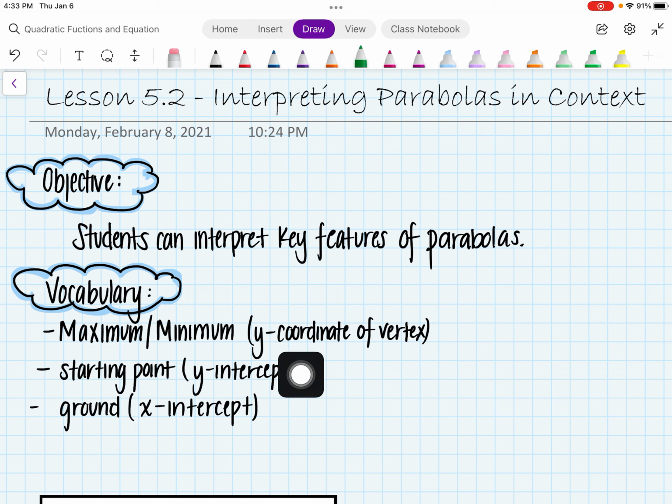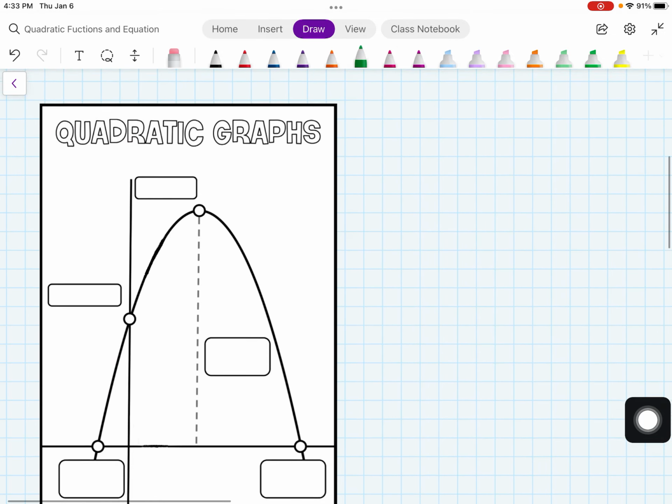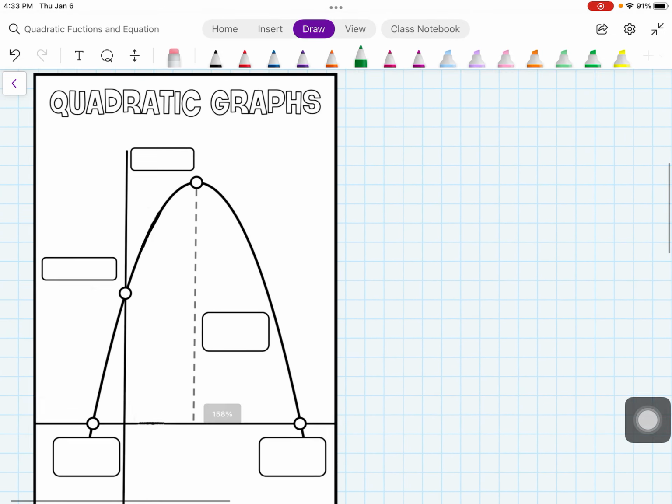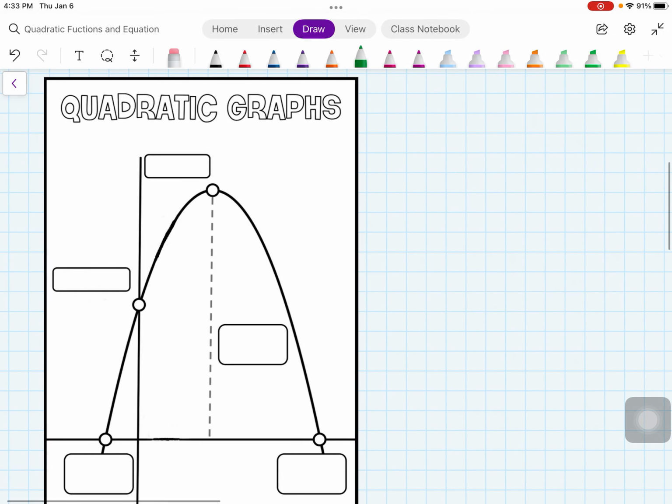A few of our vocab terms here are maximum and minimum, which refer to the vertex or the y-coordinate of the vertex, a starting point, which represents our y-intercept, and the ground, which in most cases will be represented by the x-intercept. So let's get started here with this first.